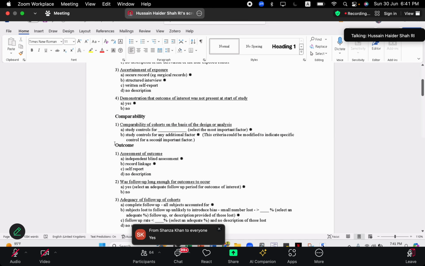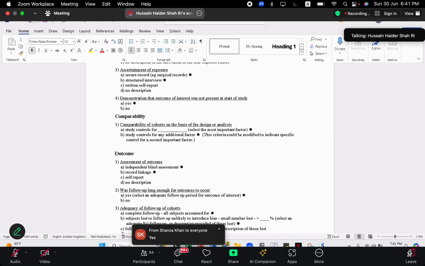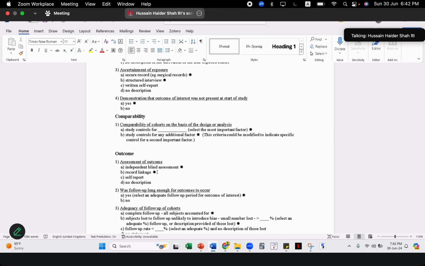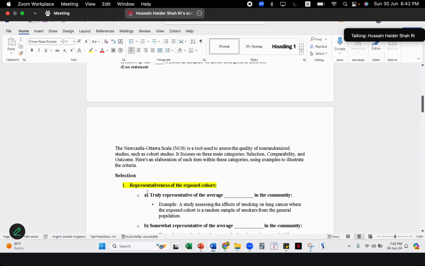Okay, now it comes to the outcome. Now how do we assess the outcome? If it was an independent blind assessment of the outcome, we give it a star. I will explain all of these things individually. For right now, just follow with me. If the assessment of outcome was independent blind assessment, we will give it a star. If it was through record linkage, we will give it a star. If it was self-report, we won't give it a star. If there is no description of how the outcome was assessed, we won't give it a star.